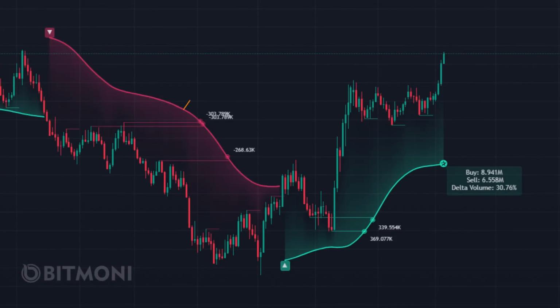This indicator is made up of the following components. The first and most obvious is the VIDYA line, which forms the trend cloud. Whenever the VIDYA line is green, it indicates that the market is bullish. Conversely, if the VIDYA line turns red, that would indicate that the market is bearish.